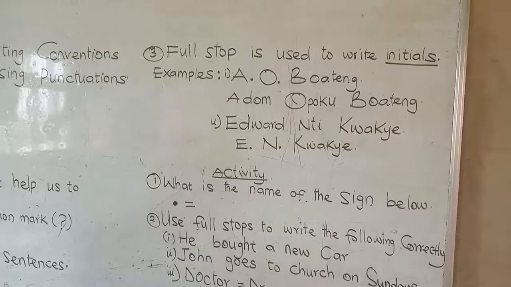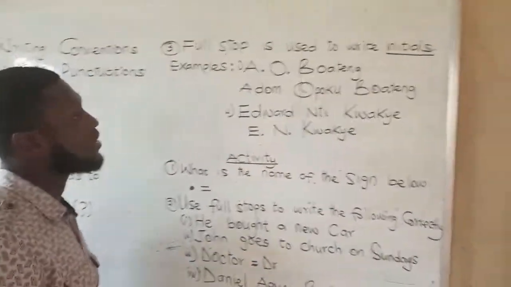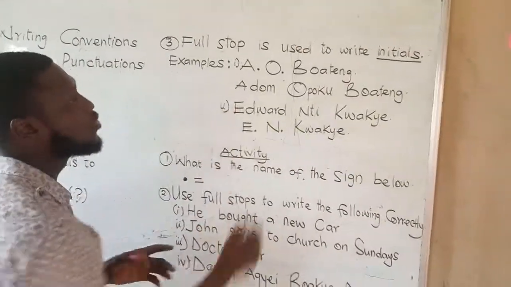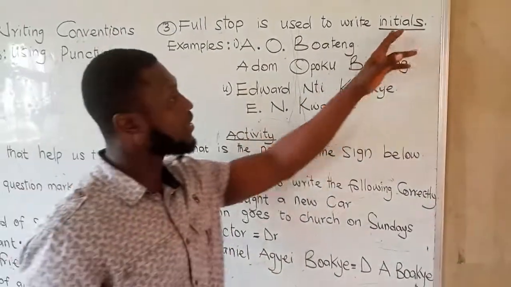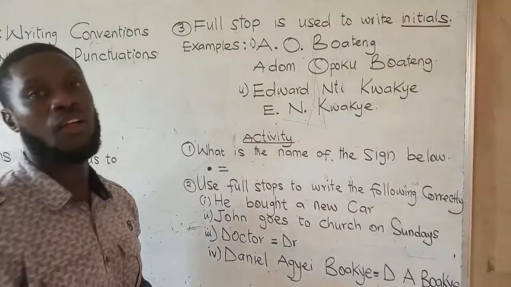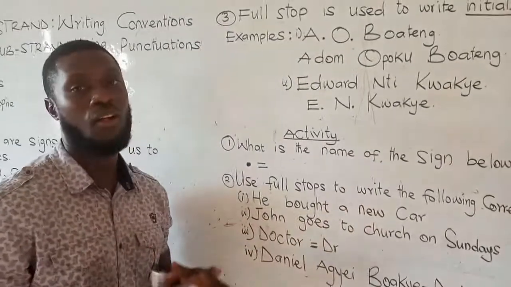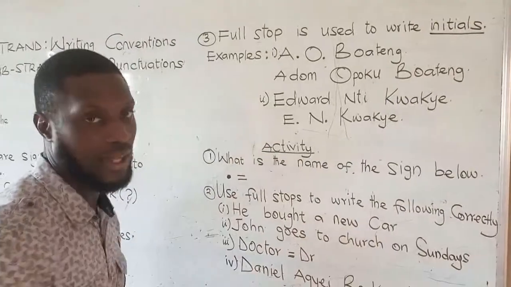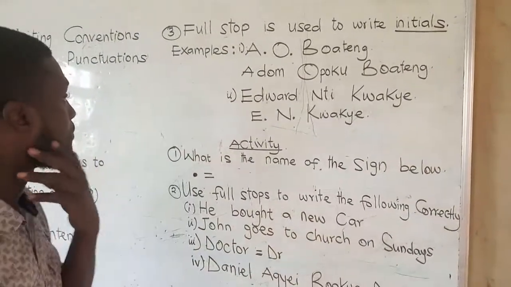The third one, or finally, we said full stop is used to write initials. And when I say initials here, I mean the first letter of a name. I believe you remember that because we discussed it in our previous lessons. So let's look at an example here.